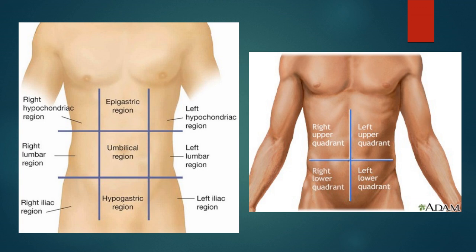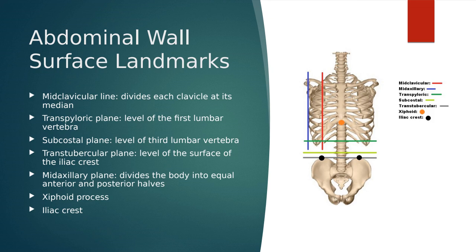And we also have some abdominal wall surface landmarks that we have to be aware of. We kind of talked about the midline briefly in the PowerPoint, but there are some additional ones that we need to know about. We use the midclavicular line pretty frequently. So this is where if we were to draw a sagittal line right down the mid portion of each clavicle, that would be our midclavicular. That's going to be our red line on our diagram.